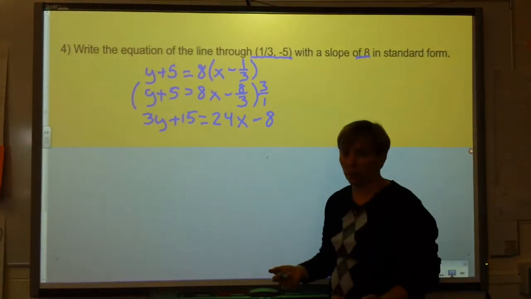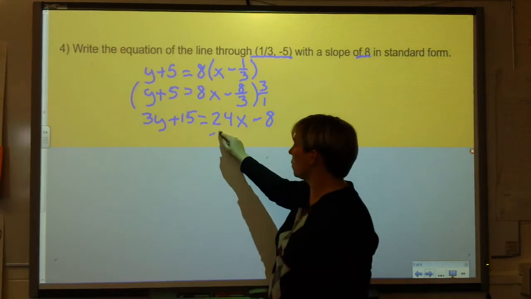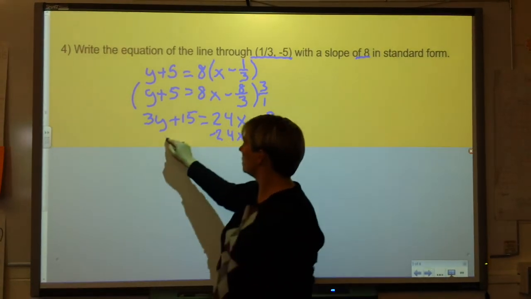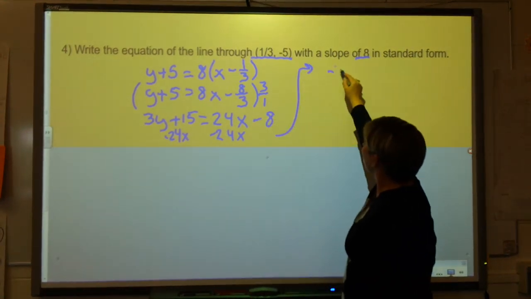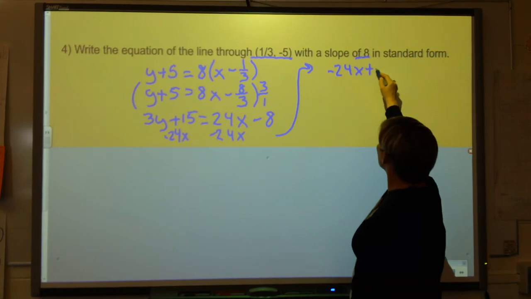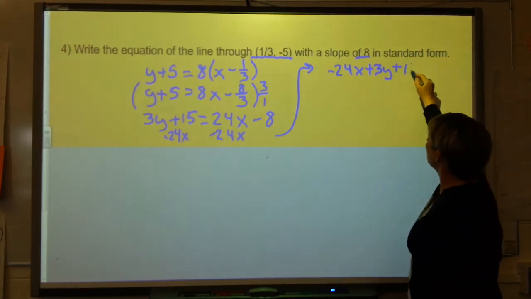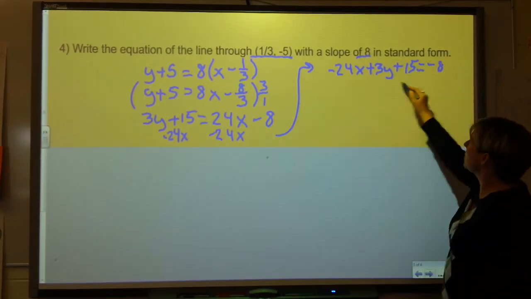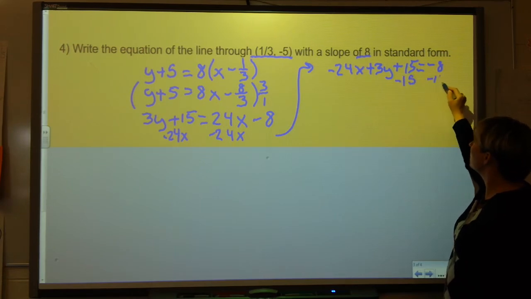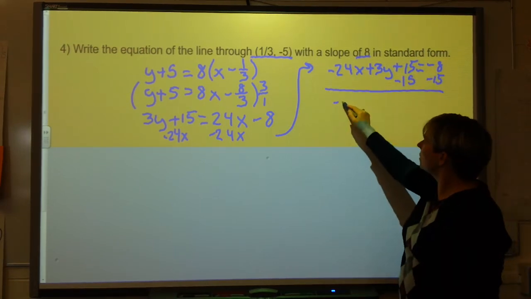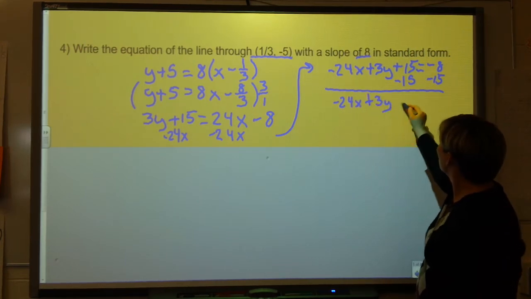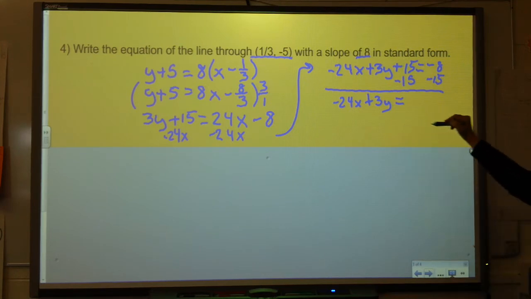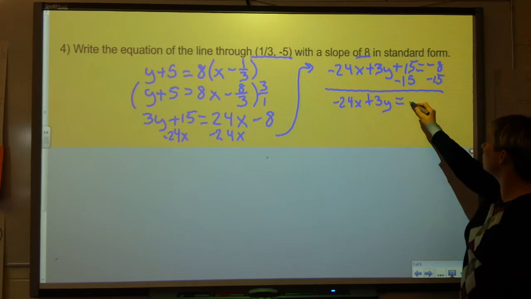Now I can start to simplify this some more. I'm going to subtract my 24x from both sides. So I get negative 24x plus 3y plus 15 is equal to negative 8. Then I'm going to subtract 15 from both sides. So I get negative 24x plus 3y is equal to negative 23.